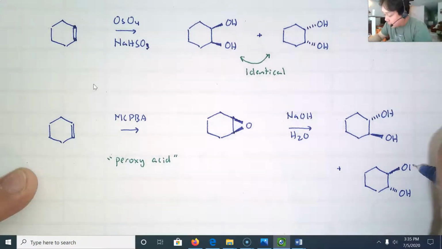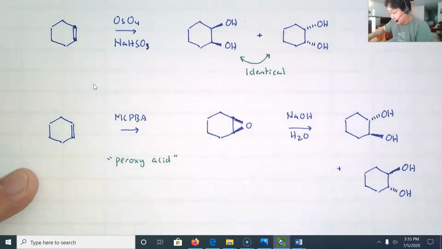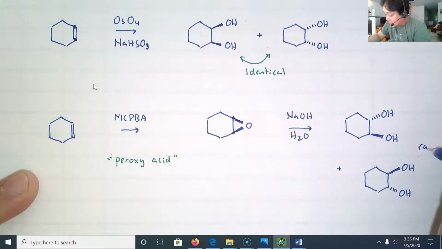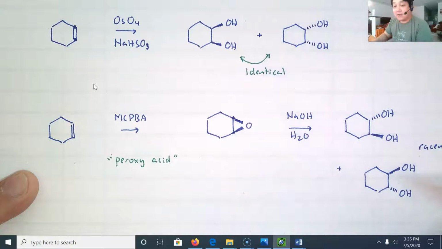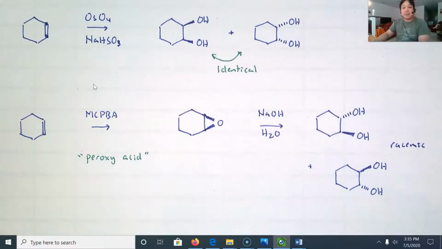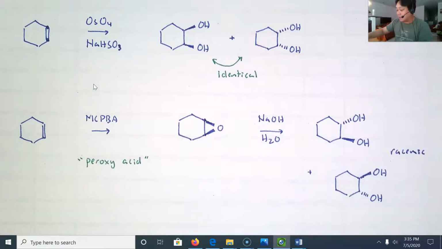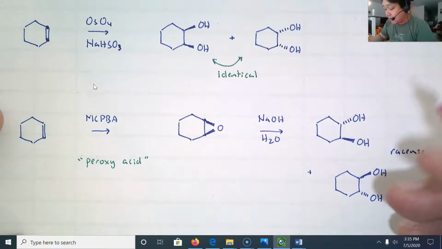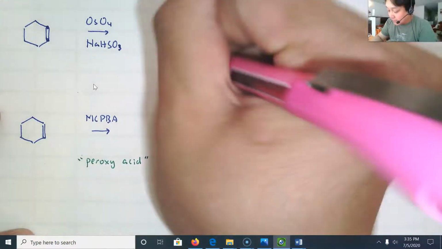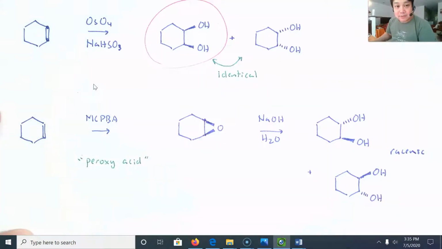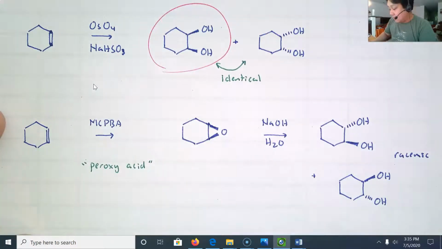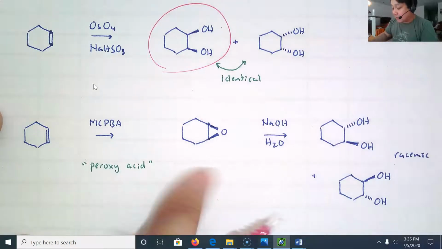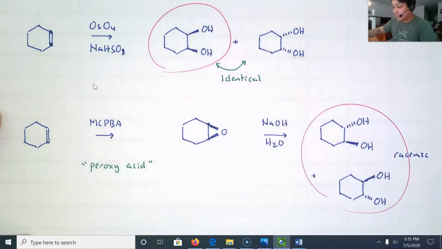you protonate with water. These two are actually different. Okay, they're different, and hence they're different in their enantiomers. Hence, this is a racemic mixture. So where are our products? Osmium tetroxide gives me this, okay. And then showing all the organic products, the epoxide method gives me that.